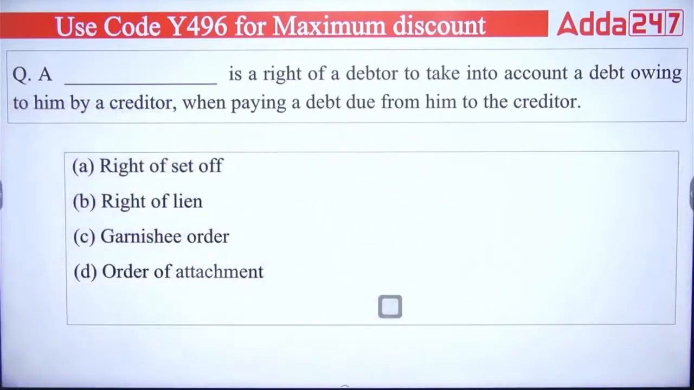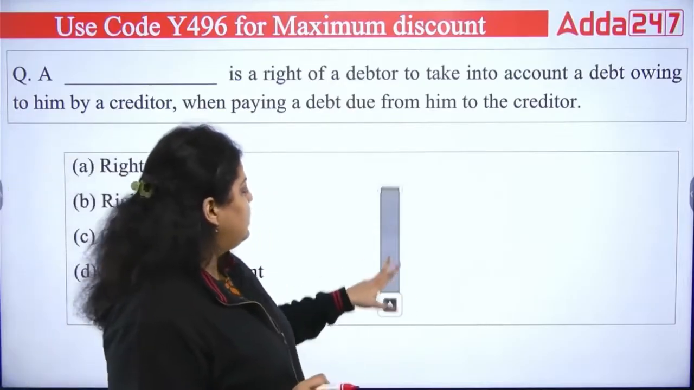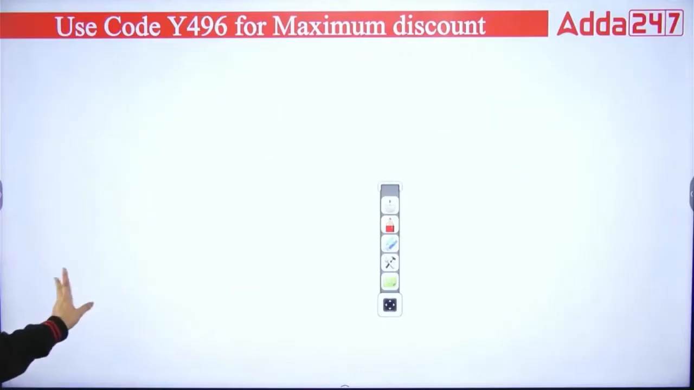And the answer will be simply the right of set off. It is the right of a debtor that it can take into account a debt owing to him by a creditor. So the right answer will be A, right of set off.